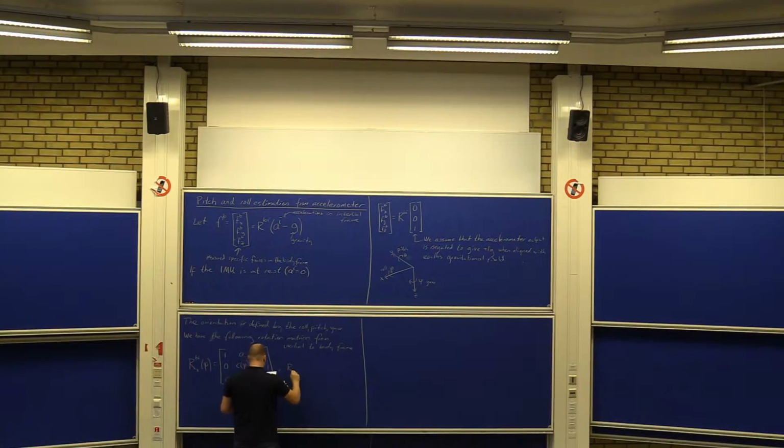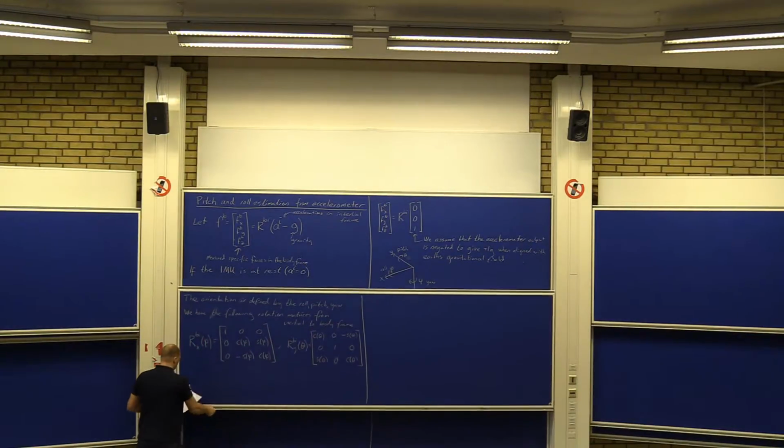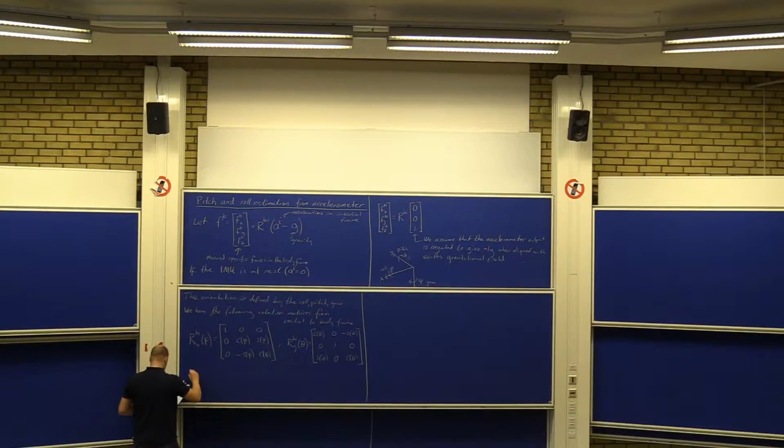Okay, and then we have R_y(theta). So we have the pitch here. C means cosine, and S means sine. Like this. And then we have the yaw rotation matrix as well.